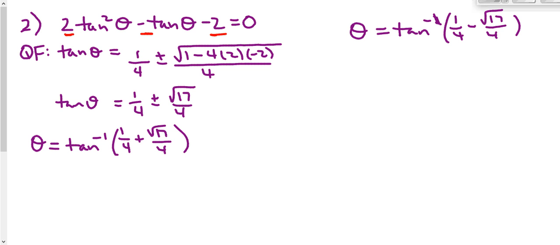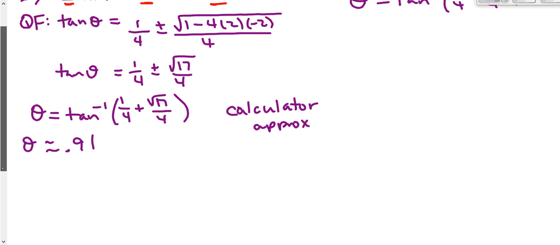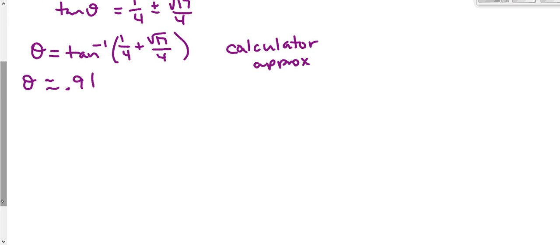Okay, so let's go back to the first one. Put it in the calculator. Make sure your calculator's in radians and approximate. So we should get approximately 0.91 radians. And that is in quadrant 1.